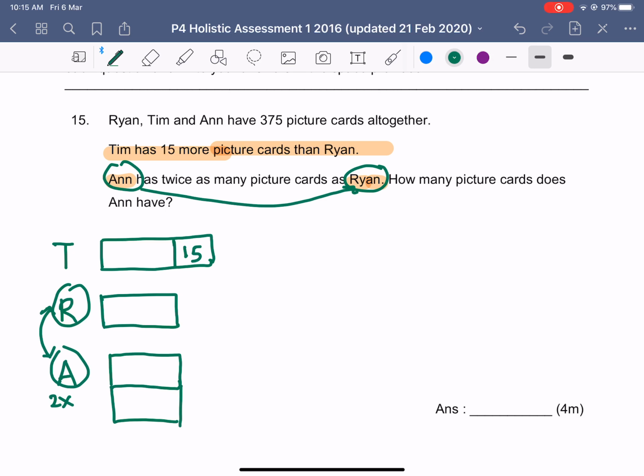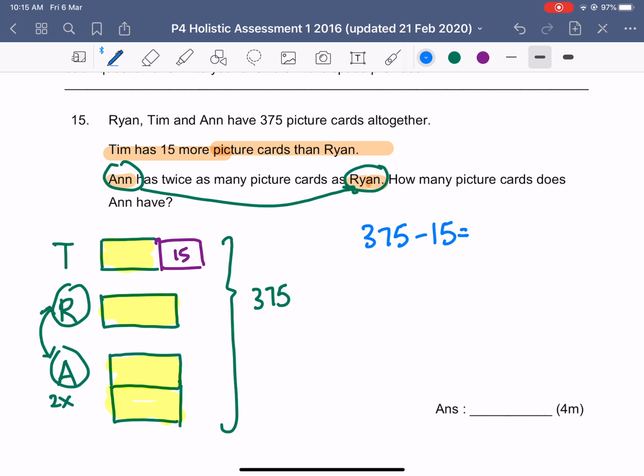Okay, now do we know the total? We said that it is a total of 375. Now I emphasize on colors. What do we color? We color all the equal units. So these are all your equal units that you're going to color. Okay, 15 is not an equal unit, so we're not going to do that. So first step, let's try to take away this 15 extra first. So 375 minus 15, which is going to give me 360. Now removing that 15, I have only got 360 left.